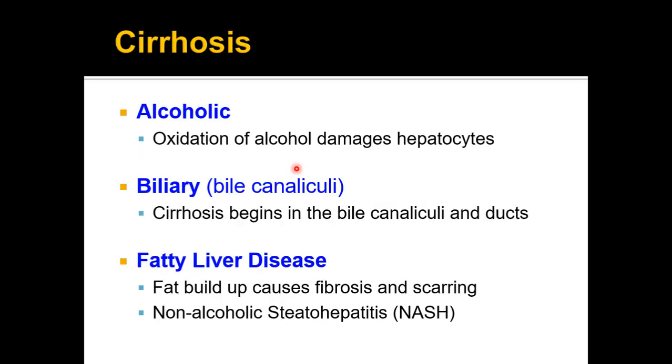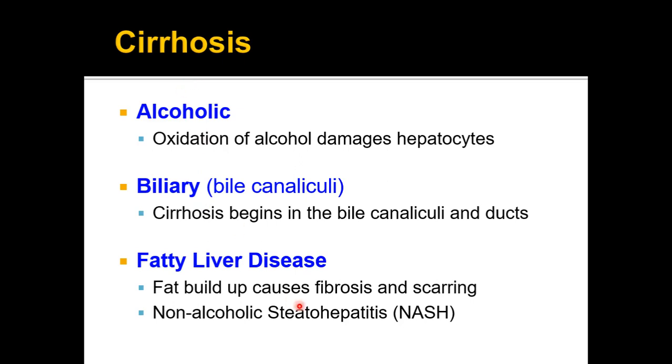So we've got types of cirrhosis listed here, and alcoholic liver cirrhosis is caused by overindulgence, chronic alcoholism, and that ethyl alcohol oxidizes within the liver, and that's what ultimately damages hepatocytes over time. So alcoholic liver cirrhosis doesn't happen overnight. This happens because of years and years and years of alcoholism.